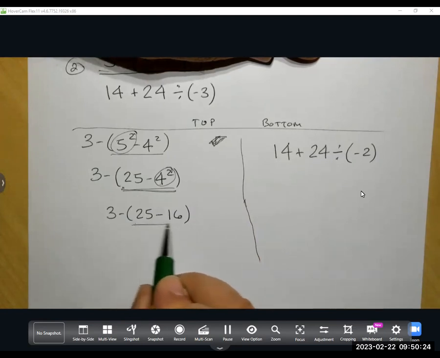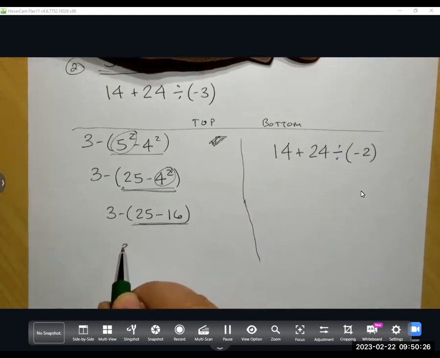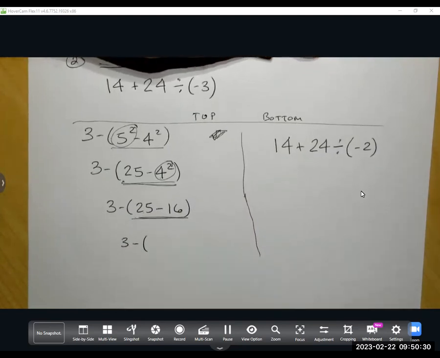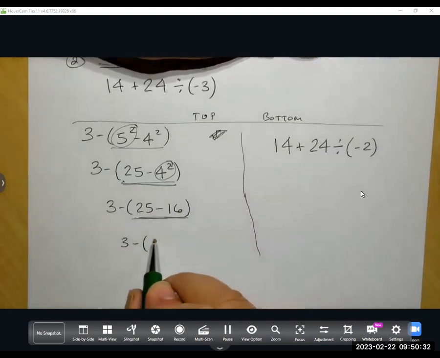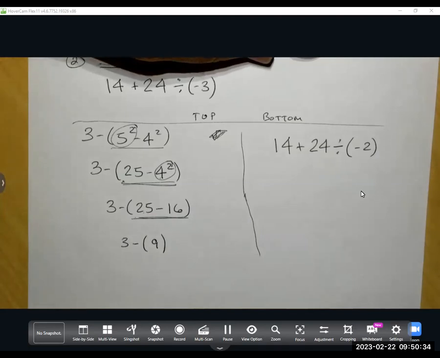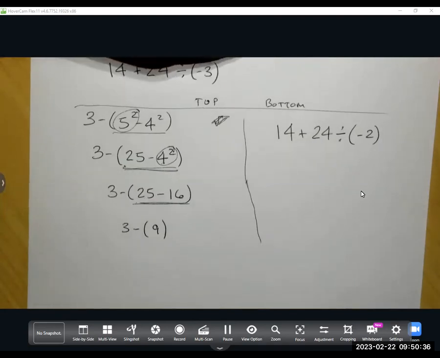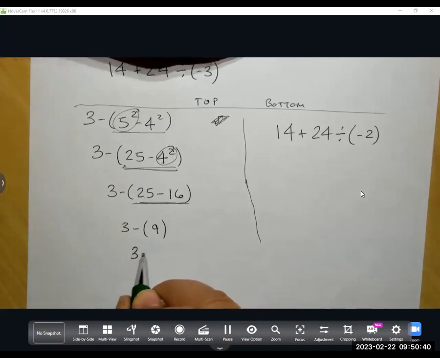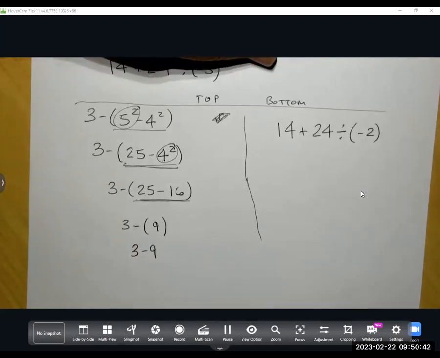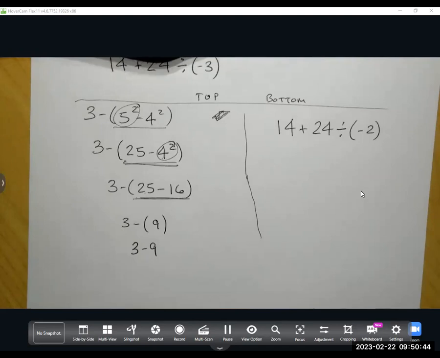Again, read left to right. Here's a special operation. We got to do that. 25 minus 16. Do we need the parenthesis anymore? No, there's no sign or anything there. So we just drop the parenthesis. 3 minus 9. Is the answer going to be positive or negative? Because 9 is bigger, its answer is negative. Negative what?